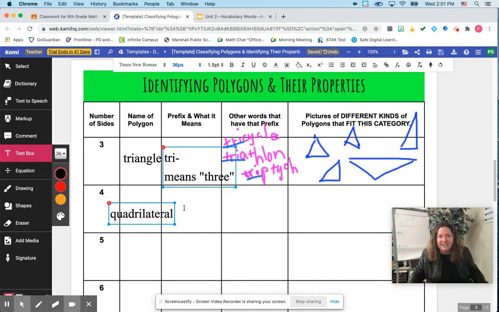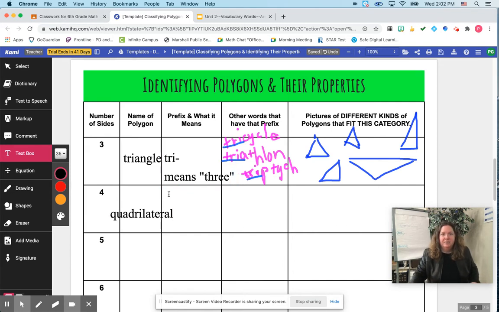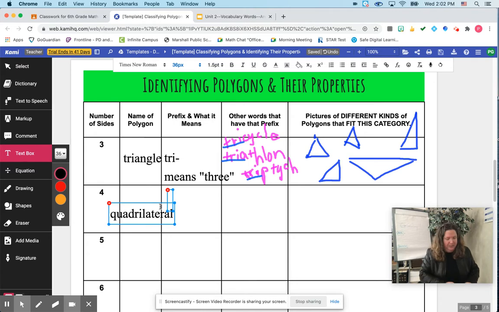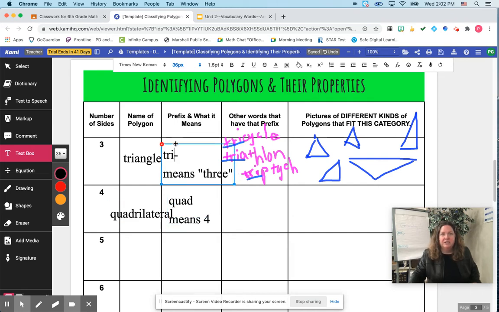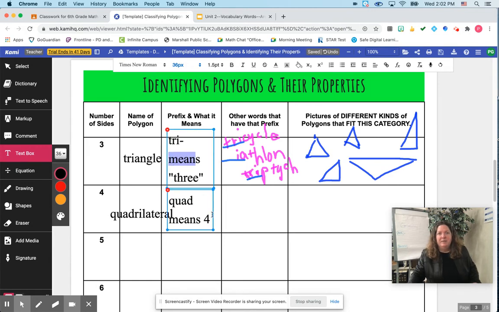Quad is the prefix. Remember, prefix means the part of the word that's at the front. Quad. Let's see if it'll let me do another text box. There we go. Quad means 4. I'm going to resize this one too, so it fits better into my box there. There we go. Quad means 4.